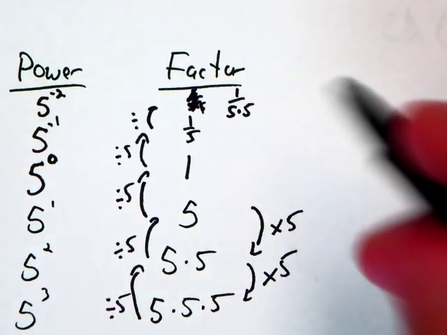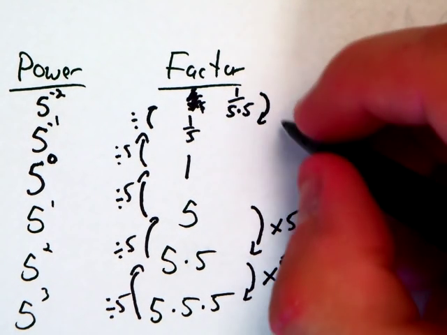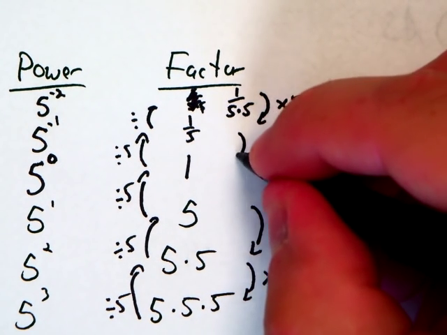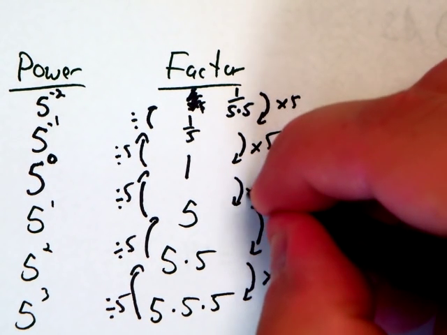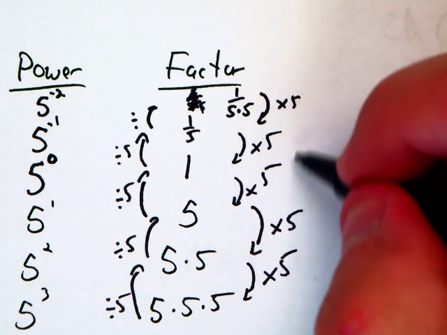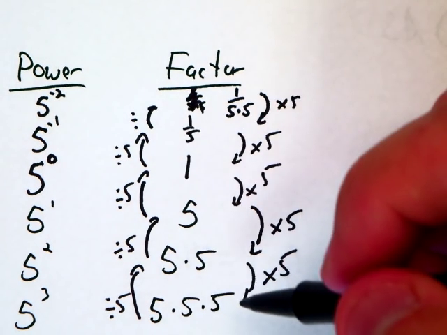So as I increase, so 1 over 5 times 5, if I multiplied that by 5, I would get 1 over 5. And 1 over 5 multiplied by 5 gets me 1, and 1 times 5 gets me 5. So if I increase the exponent, I'm multiplying. And if I decrease the exponent, I start to divide.